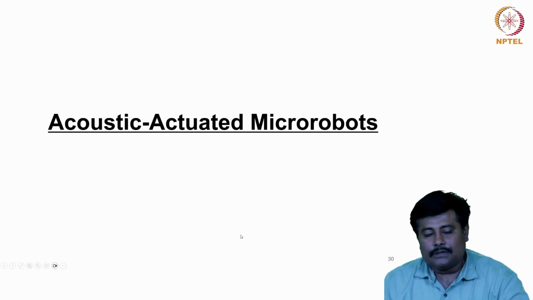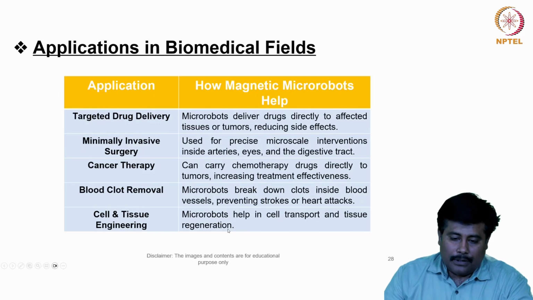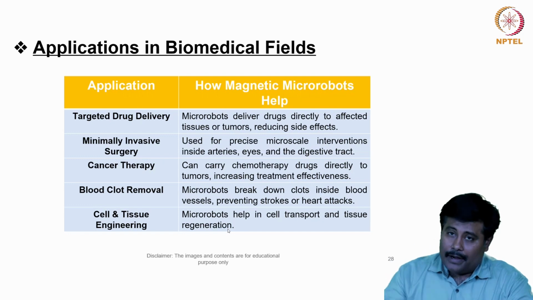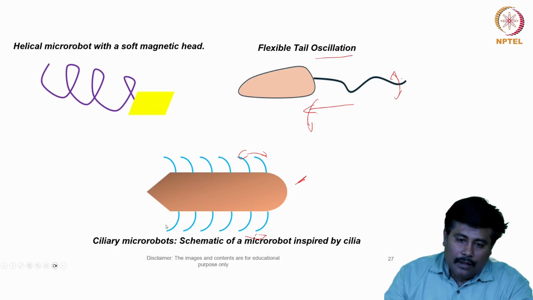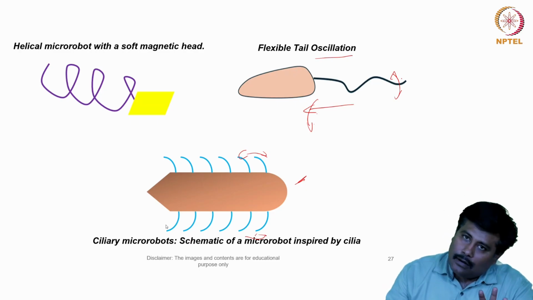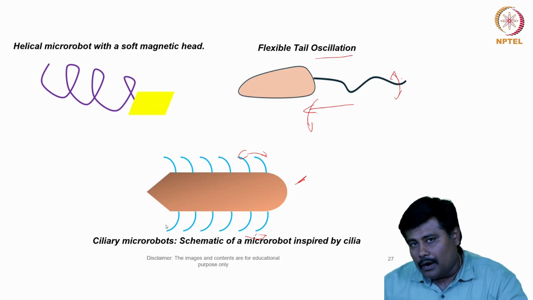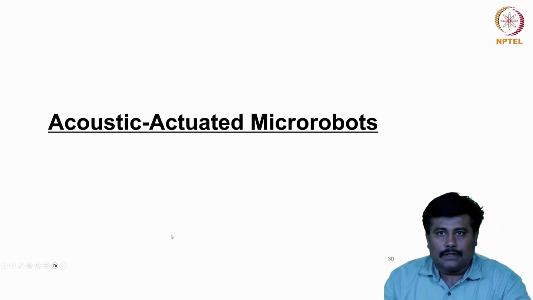Now, we will discuss the acoustic actuated microrobot. In the previous cases, wherever we had a magnetic base, it is appropriately used for targeted delivery. Magnetic base with respect to the biomimicking perspective, these are the three different propulsions which are well explored and which are being implemented for targeted drug delivery related applications. Now, let us discuss the acoustic actuated microrobot.